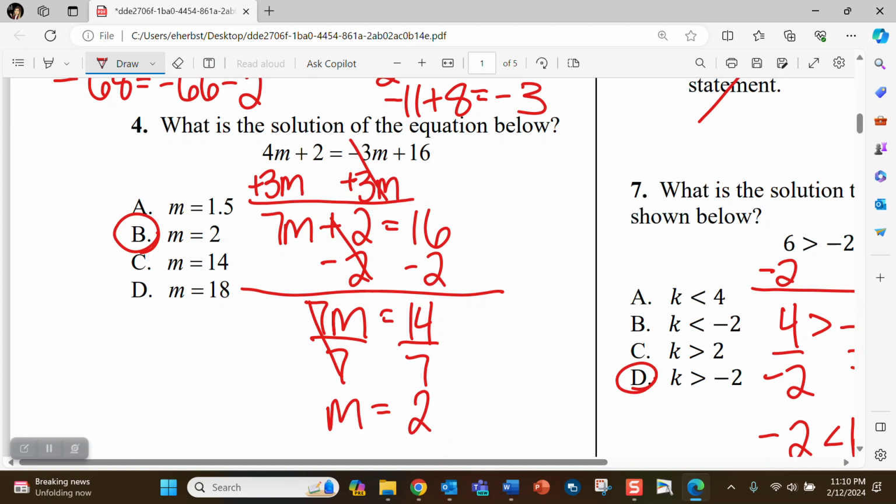Number four, you're asked to solve the equation 4m plus 2 equals -3m plus 16. So I added 3m to both sides to give 7m plus 2 equals 16. Subtracting 2 from both sides, 7m equals 14, and then dividing both sides by 7, we get m equals 2.